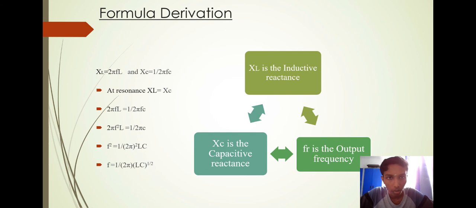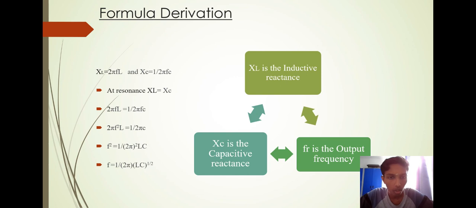So this is the formula derivation. Before we get into the formula, let's know what XL, XC and FR are. XL is the inductive reactance, XC is the capacitive reactance, and FR is the output frequency. The output frequency is the same as the frequency of oscillation. So what is the formula for XL and XC? In the slide I have written XL is equal to 2 pi FL, and XC equals 1 over 2 pi FC.